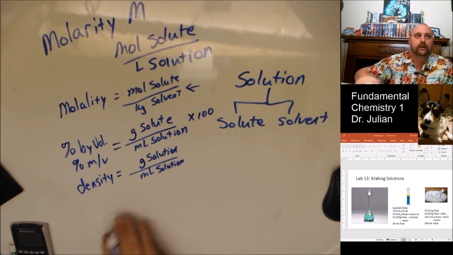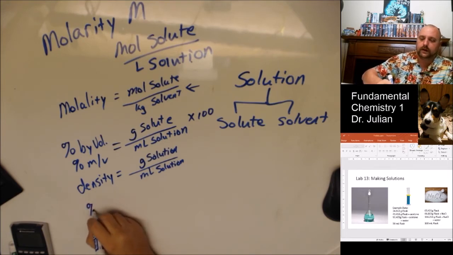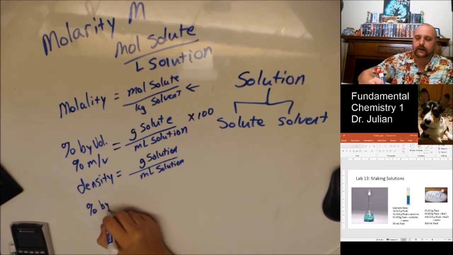All right, so we got a pretty good start there. Let's worry about then the other percent by mass, or it's written percent M over M.